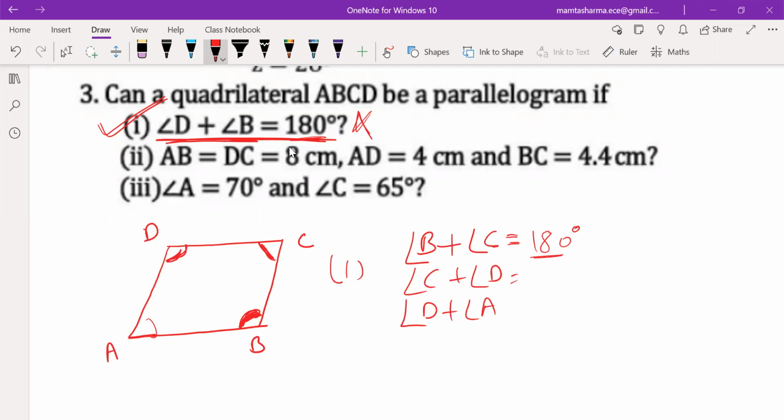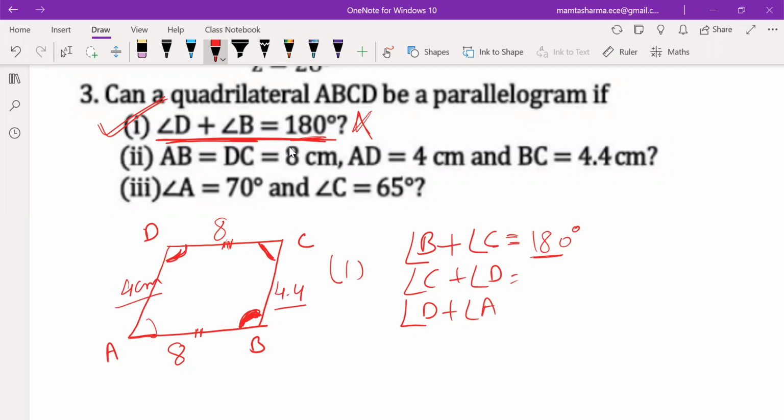Now AB equal to DC. In the second statement, you have to tell whether for this property the quadrilateral ABCD will be a parallelogram or not. Tell me. AB is 8, DC is 8, they are equal. For equal, you can use this sign, double dash. Okay, they are equal. And AD is 4 centimeter and BC is 4.4.